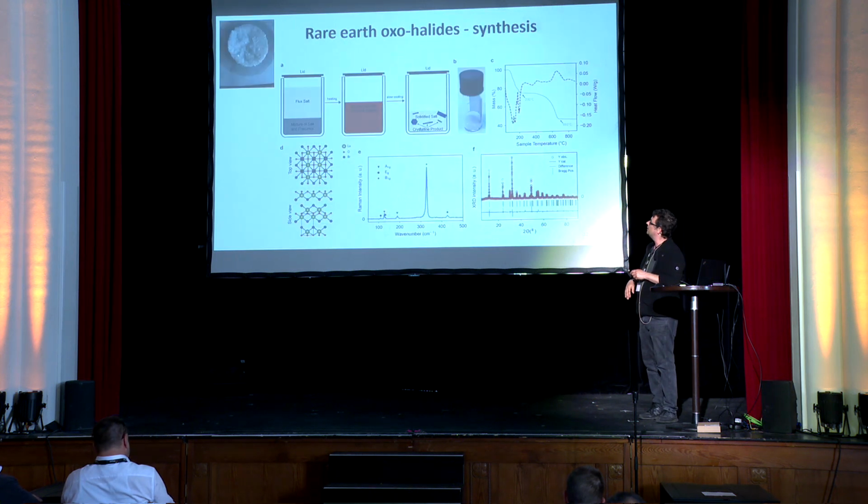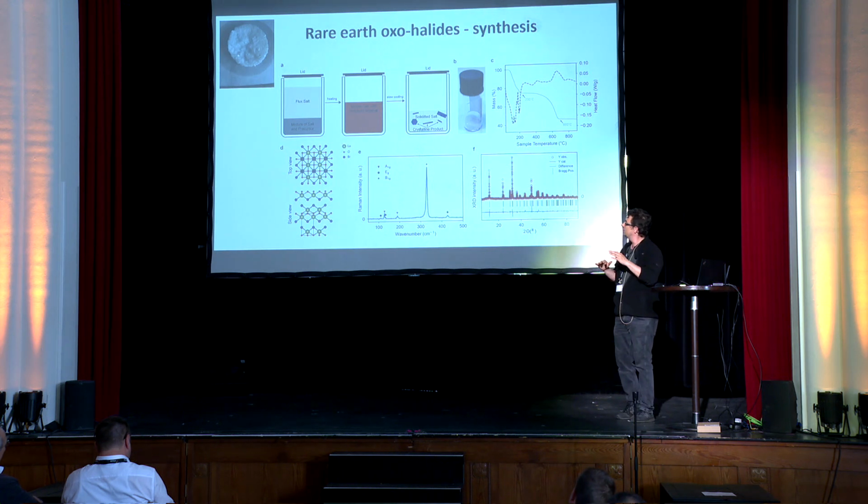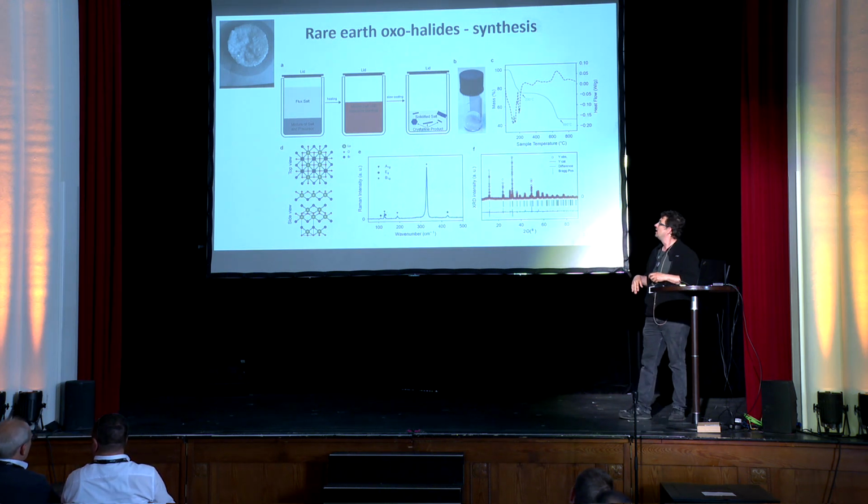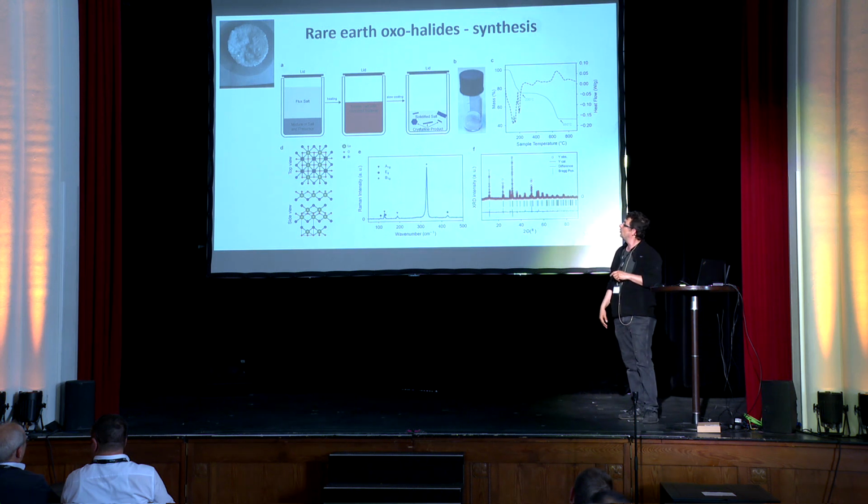And what we found out is that using heavier halogens, we get lower interlayer interaction. For the chlorides, it's very difficult to get monolayers. For the bromine, it's okay, and iodide analogs exfoliate very well.